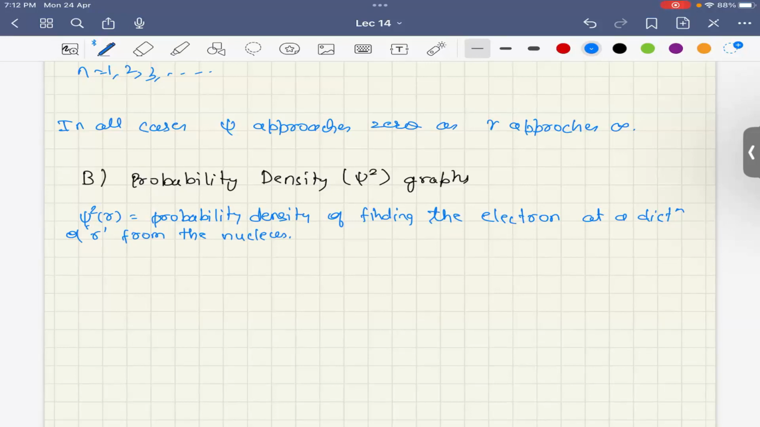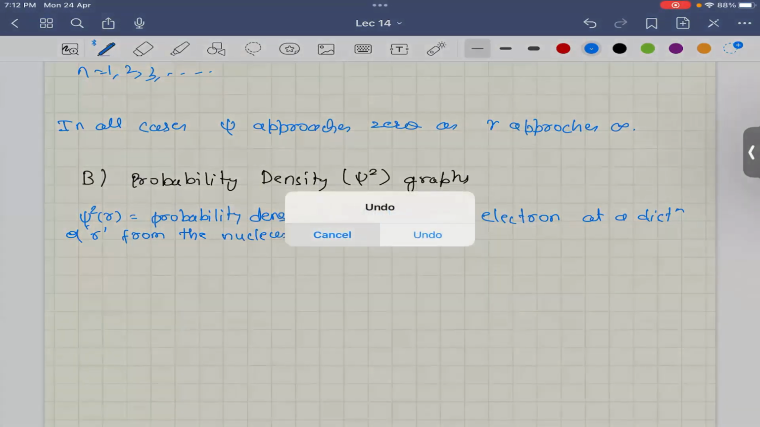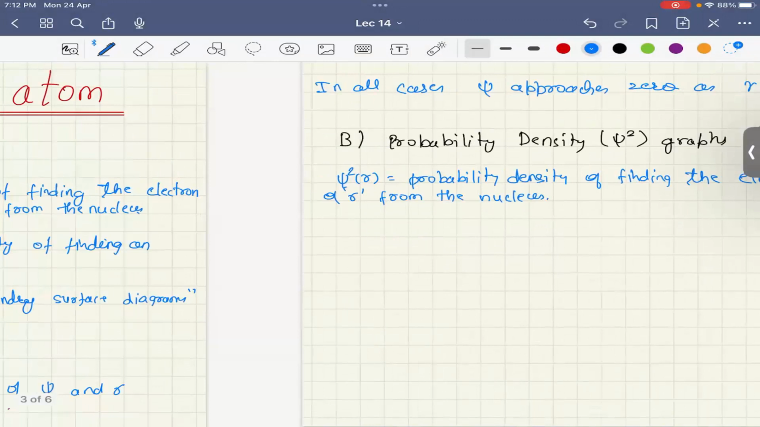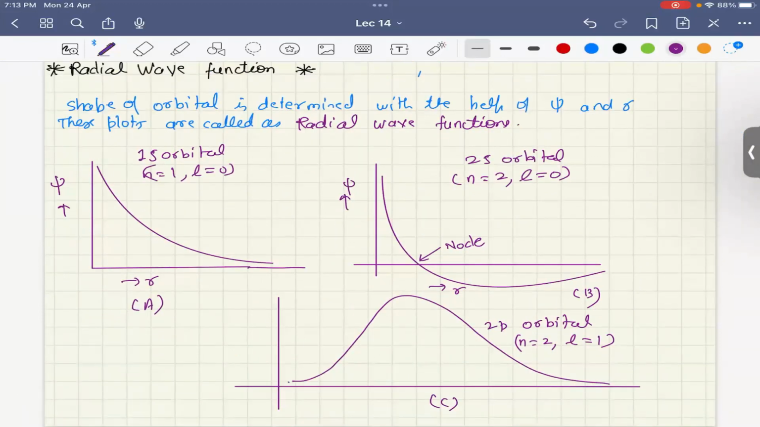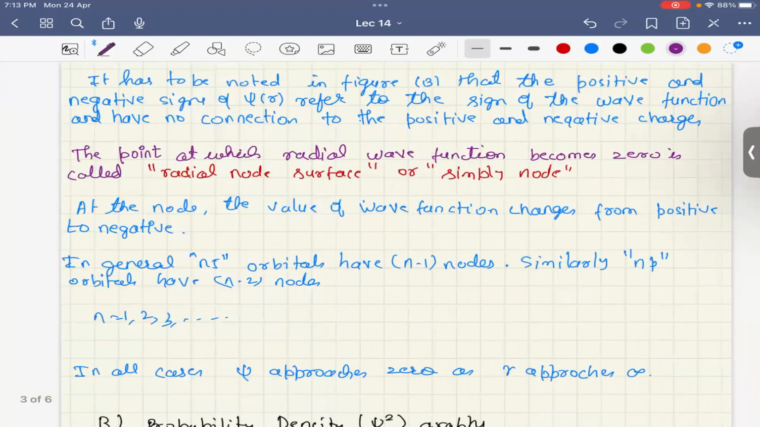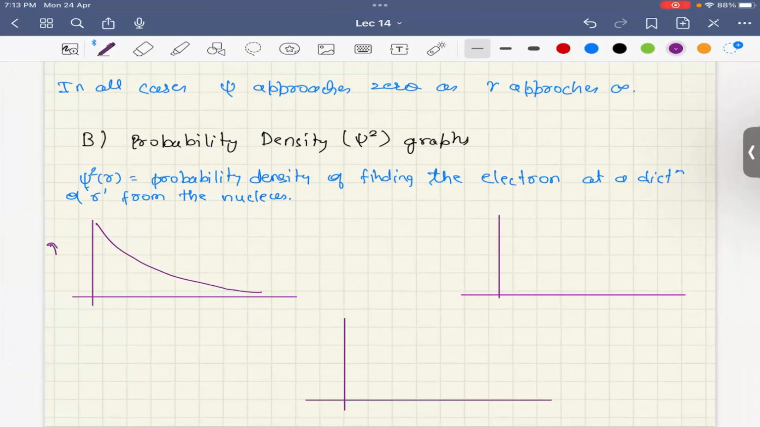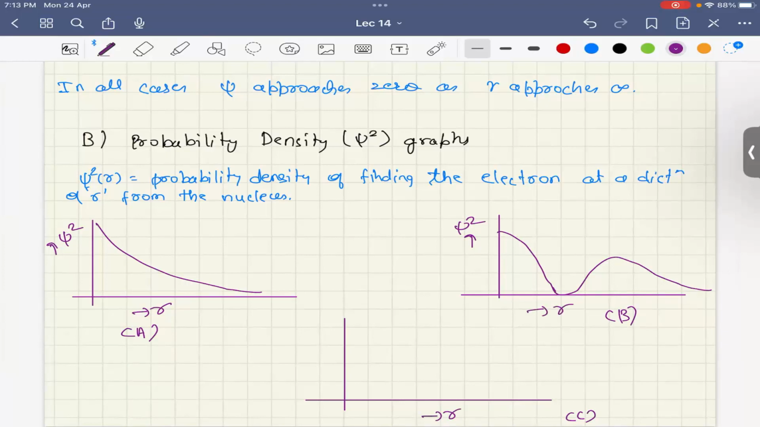The psi square plot for the figures which we have seen in the previous class. So this is the psi versus r. Now we are going to plot the similar for psi square versus r. This is going to be like this. This is psi square. This is figure A, figure B, figure C. This is r, right? This is psi square, and this is going to be the node.